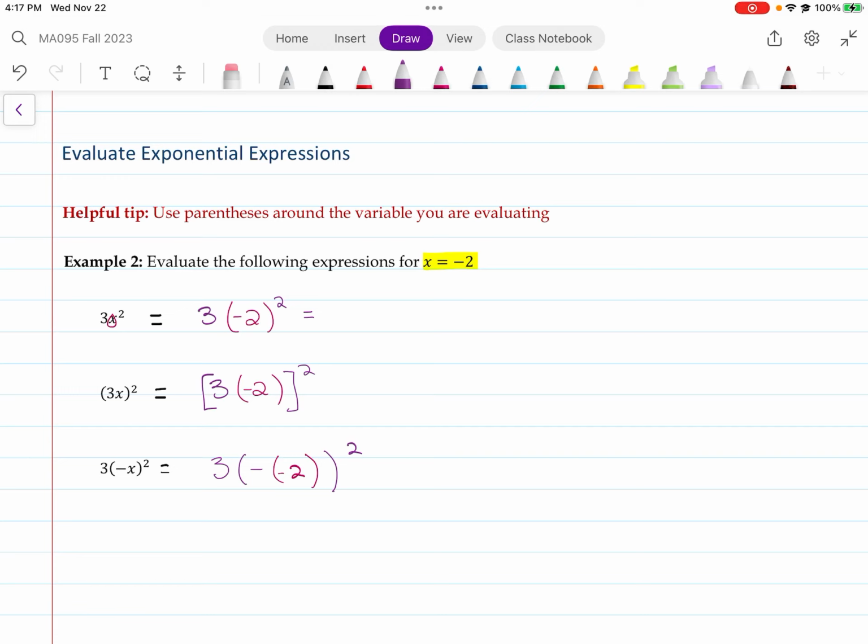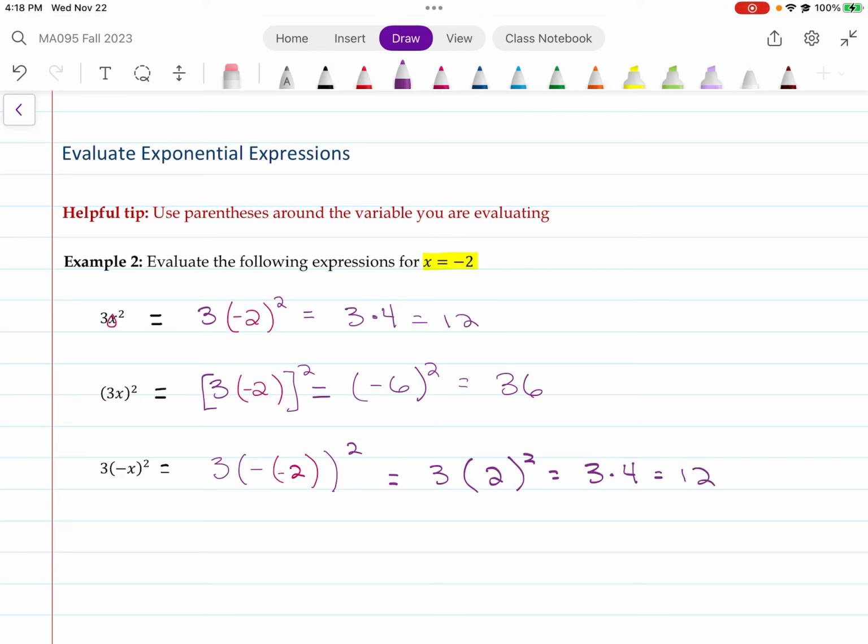All right, so the first one, you're going to get 3 times negative 2 squared, which is 4. That's 12. The next one, we need to do the 3 times negative 2 first, so we get negative 6, and that is squared, so we get 36. And then the next one is 3 times the negative of negative 2, which is 2, squared, so it ends up being basically the same thing as the first one, 3 times 4, which is 12.